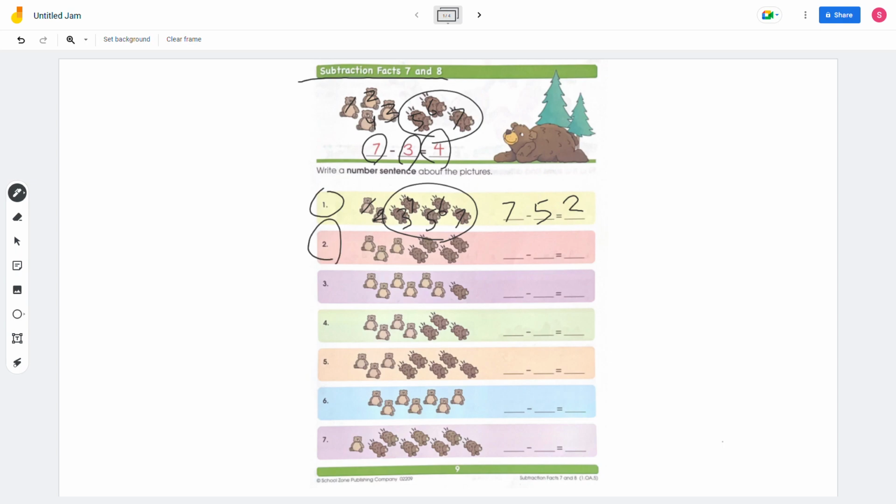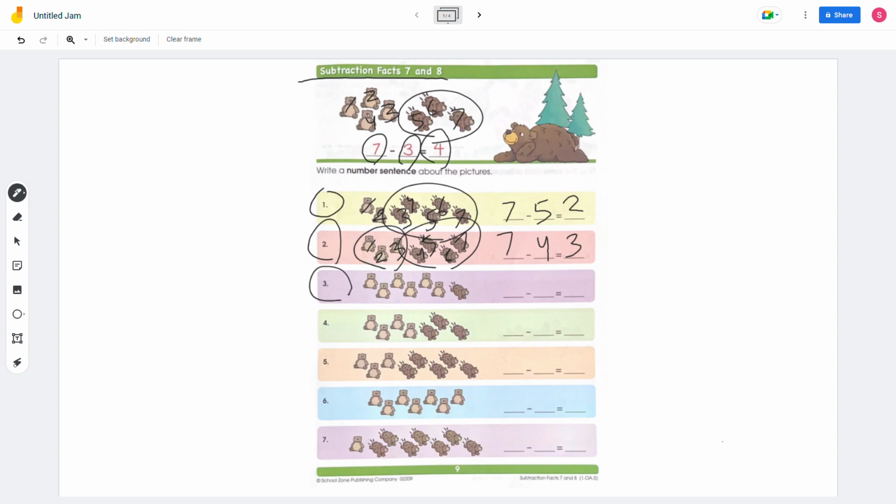On number 2, we have 1, 2, 3, 4, 5, 6, 7. So 7 bears. And then 4 of them are left. So write 4 over here. And 7 minus 4 will be 3. And then 3 of them left.